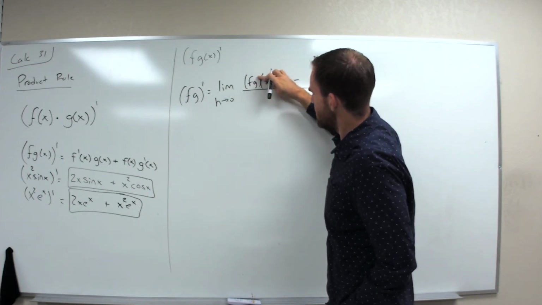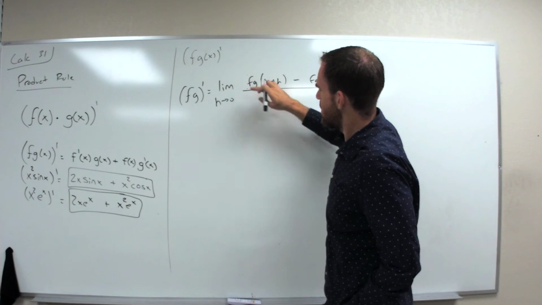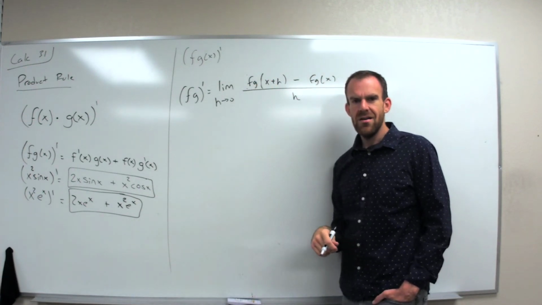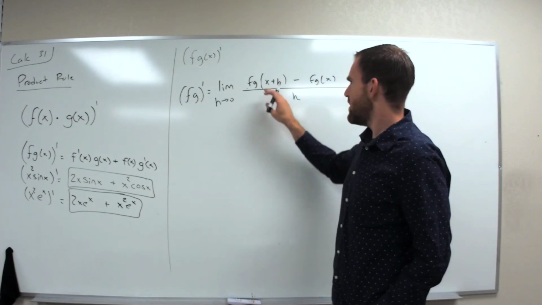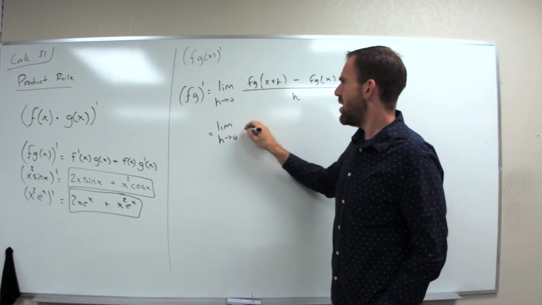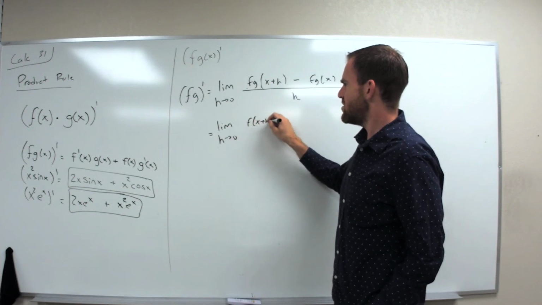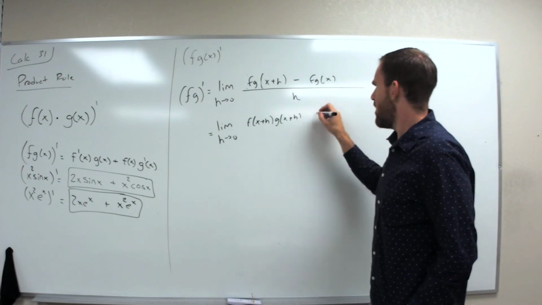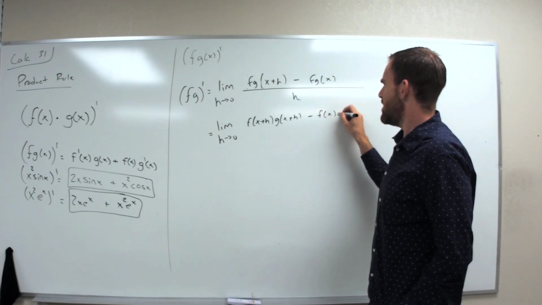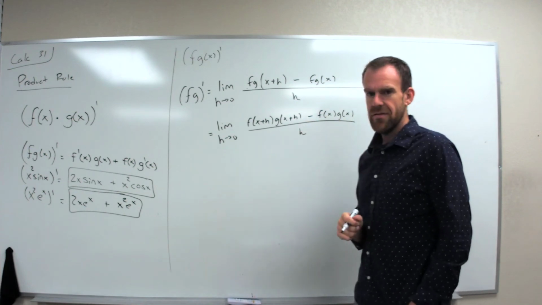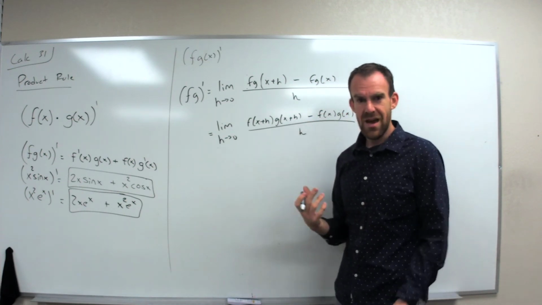I'm all over the place with my notation today. Sorry, guys. Over h. Well, that's gross. So let's expand this guy out a little bit. This is the limit as h approaches 0 of f of x plus h, g of x plus h, right? Just multiply together, minus f of x, g of x, all over h. Gross? Yeah.